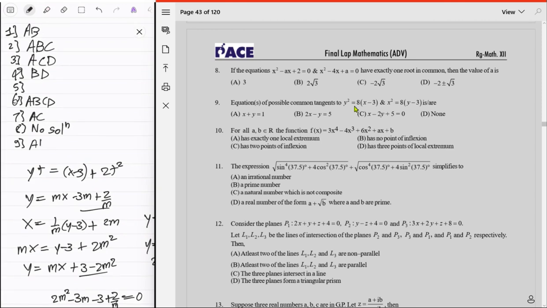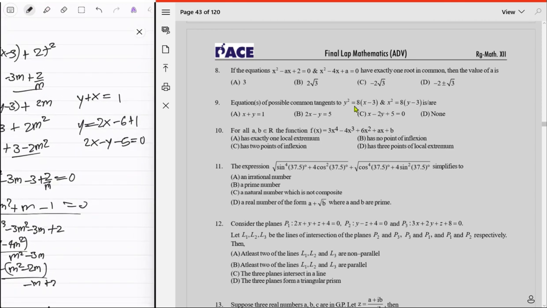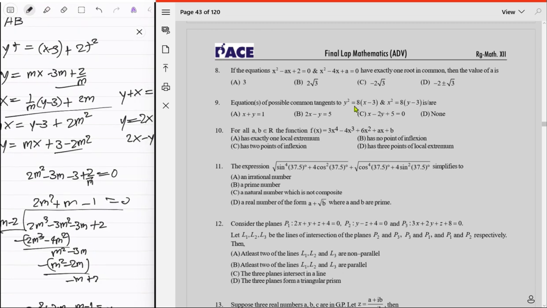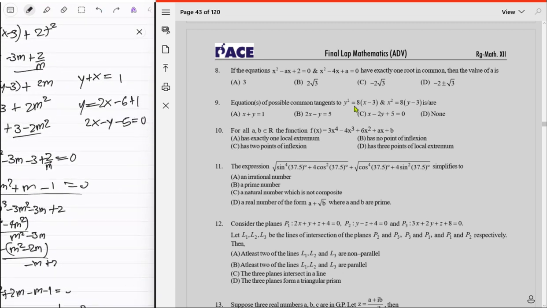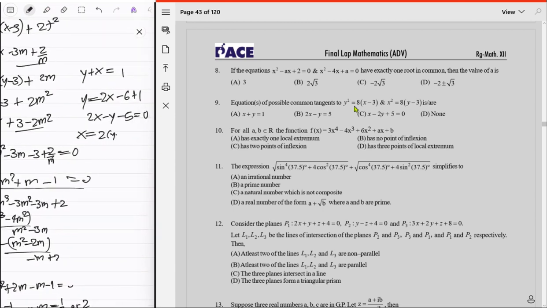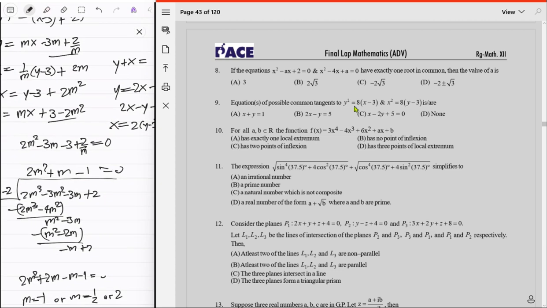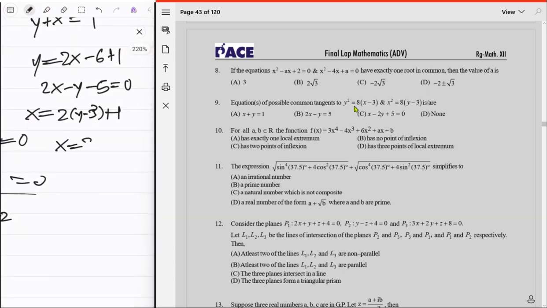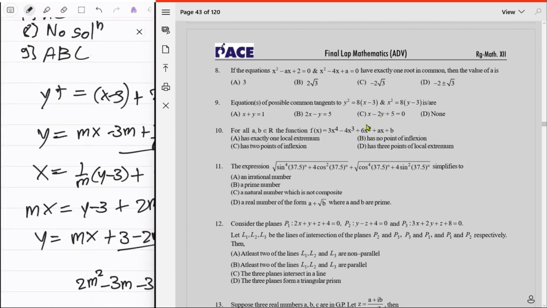Next question. Wait, no, there's more. When y equal to 1 upon 2, right? Just use this in that case. So you just get x is equal to 2 times y minus 3, right? And plus 2m, which is 1. So x is equal to 2y minus 6 plus like minus 5, right? So 2y minus x equal to 5, or x minus 2y plus 5 equal to 0. So C also works. Next question, 10th.